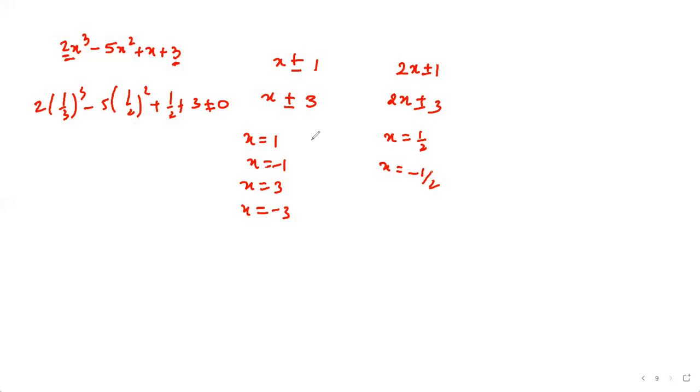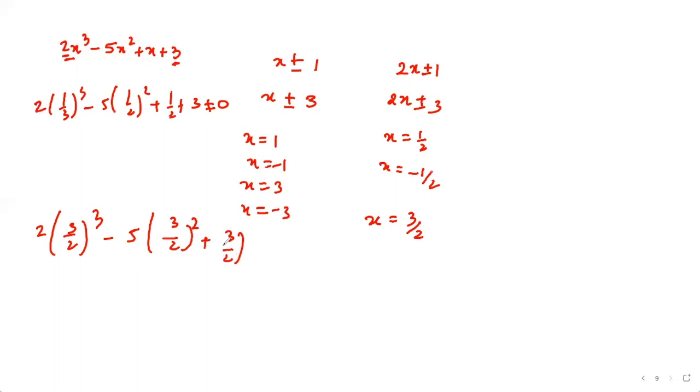But if you try x with 3 over 2, so let's try and see what do we get. 3 over 2 the whole cube minus 5 times 3 over 2 the whole square plus 3 over 2 minus 5, plus 3. So this answer, let's see, it should come to 0. So 2 times 27 over 8 minus 5 times 9 over 4 plus 3 over 2 plus 3. And this is nothing but 4 here.